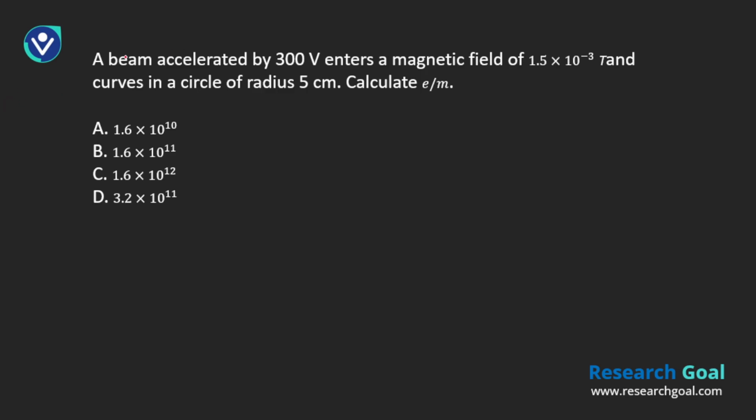The question is, a beam accelerated by 300 volts enters a magnetic field. So we have the potential given over here. It enters a magnetic field of 1.5 multiplied by 10 to the power minus 3 T and curves in a circle of radius 5 centimeter. Calculate e upon m.